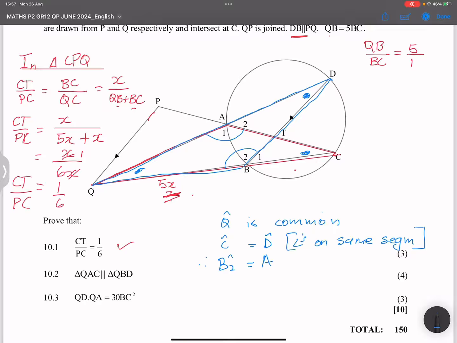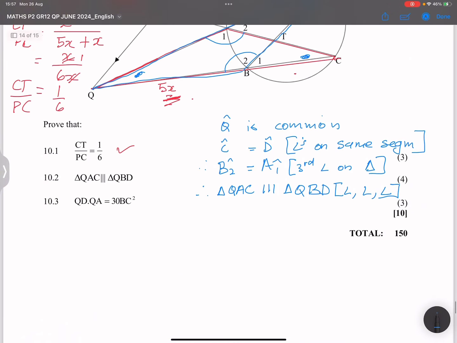Of course, there could be another way in which you could prove those equal. And you can say this is the third angle of a triangle. Third angles on a triangle. So therefore, that means that triangle QAC is similar to triangle QBD. And the reason for that is that we found angle, angle, angle, right? Very important for us to be able to prove that.